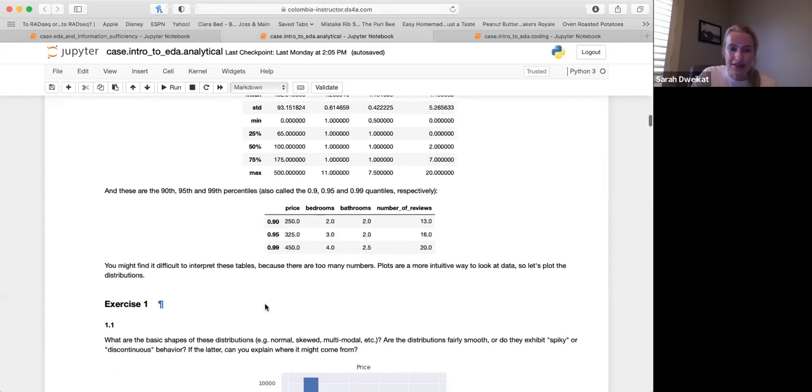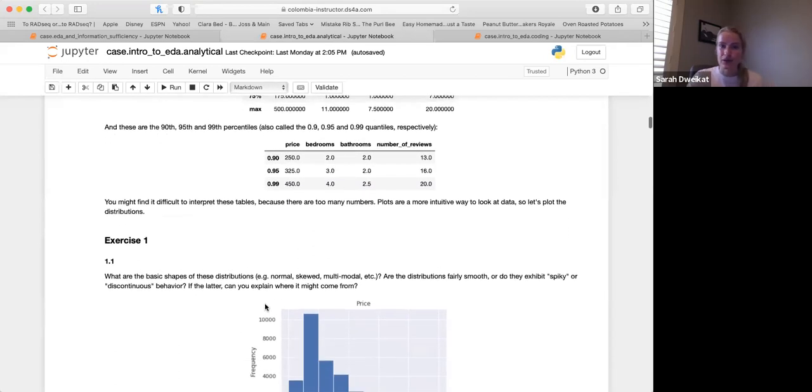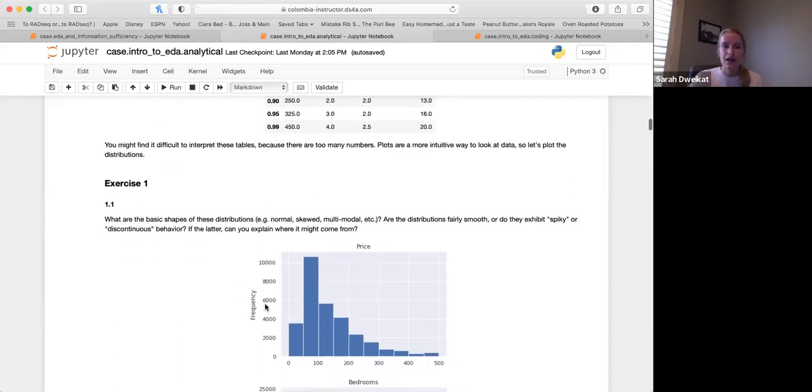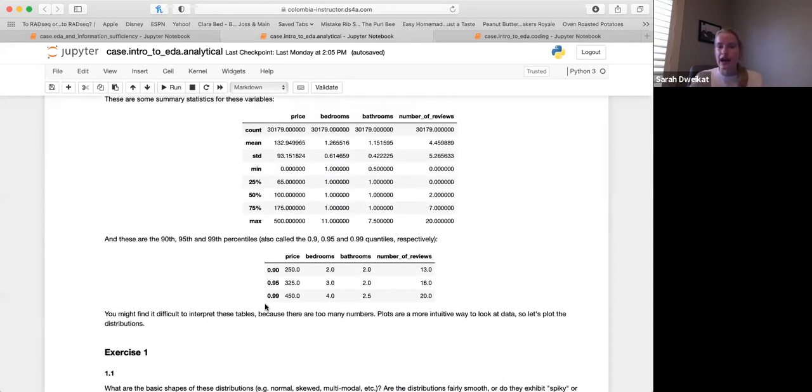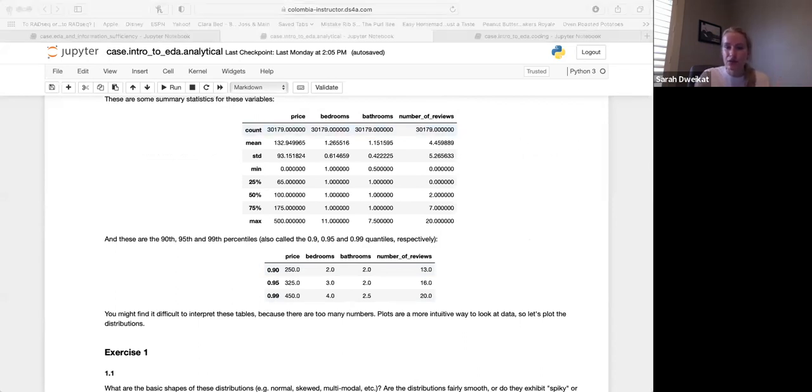So let's think about exercise 1, as we just talked about some of this data. We have looked at just some of these summary statistics in terms of the mean, in terms of count, which is just how many values there are. So we've looked at some of this. And then another way that we can look at our data is through a histogram.